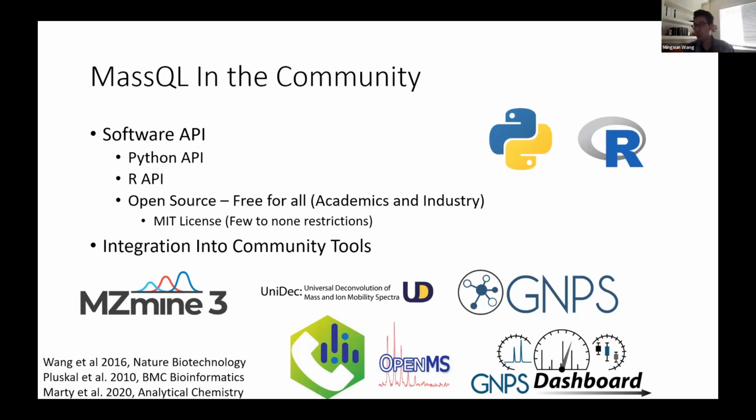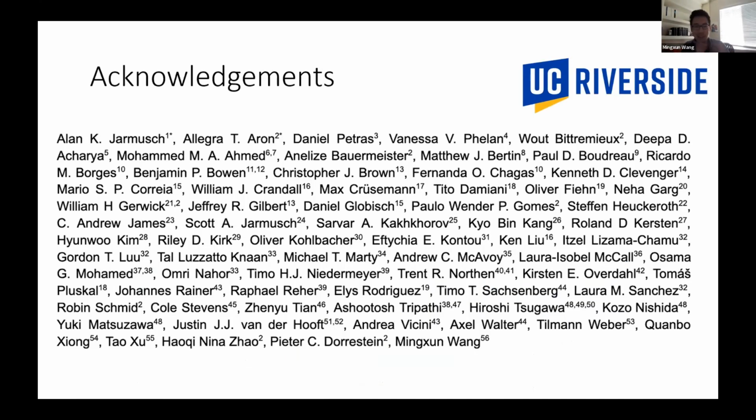And this wouldn't have been possible without a ton of co-authors and collaborators. So definitely Allegra, Danny, Alan, and a lot more people. But if you want to try out MassQL or MASST or any of these other tools for repository scale analysis, definitely reach out, and happy to help facilitate those things. Any questions so far?